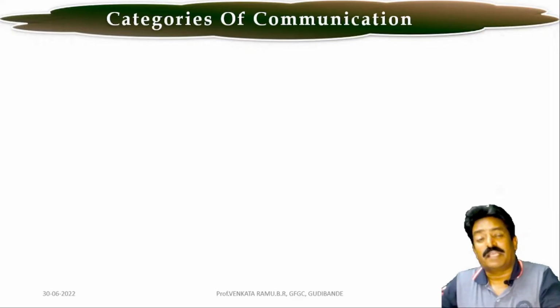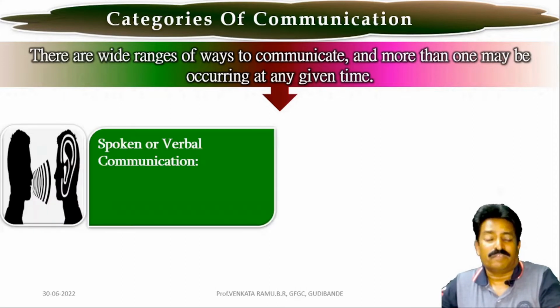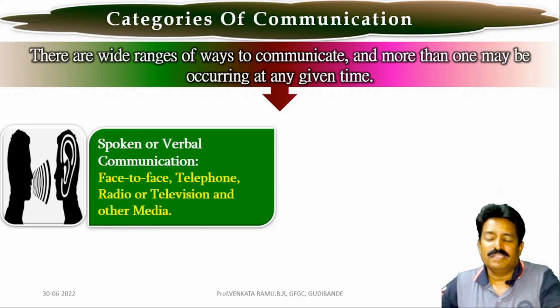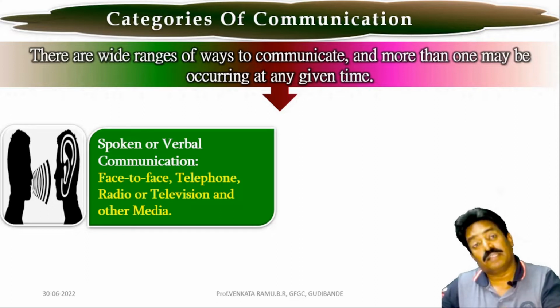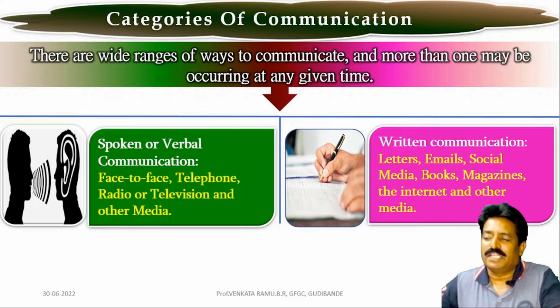Now let's come to the categories of communication. There are a wide range of ways to communicate and more than one may be occurring at any given time. The first one is spoken or verbal communication. In this, we find face-to-face, telephone, radio, television, and even other media. The second category of communication is written communication. Here it includes letters, emails, social media, books, magazines, the internet, and other media.